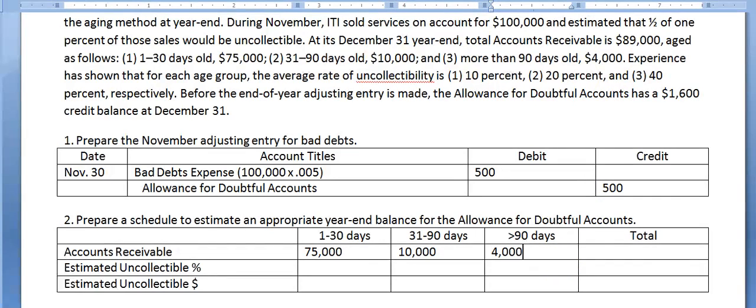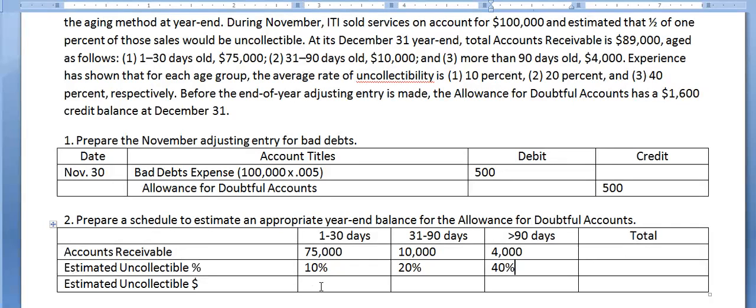Now, what percent do we think will not be collected in the 1 to 30 day category? They told us 10%. In the 31 to 90 day category, 20%. And in the over 90 day category, 40%. We would get those percents from our history. What had we not collected in those categories in the past? Now all we have to do is multiply the total amount owed to us times the percent we think uncollectible to get the dollars we think we won't collect.